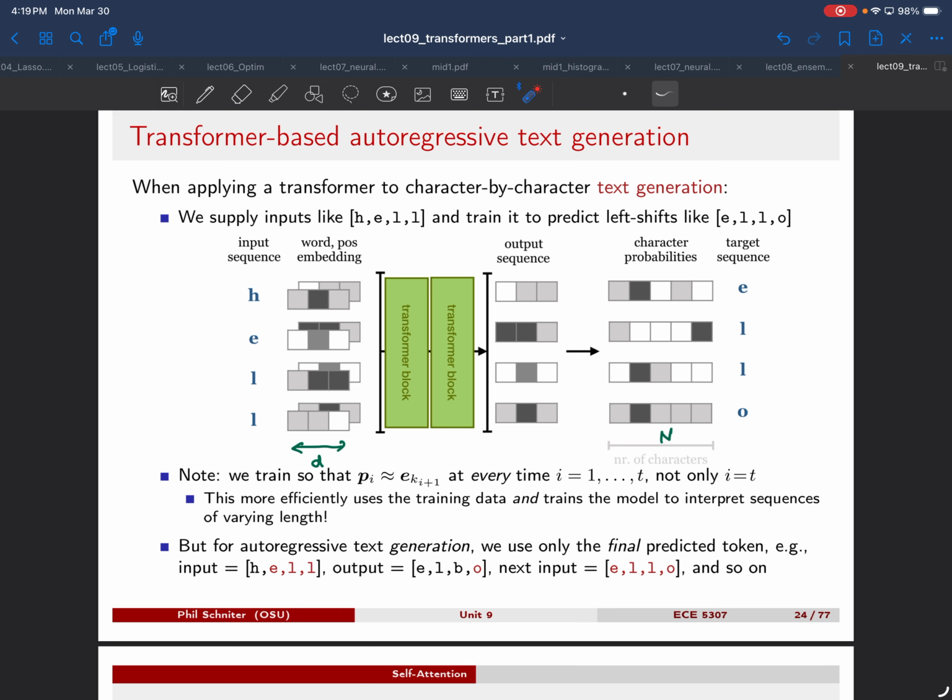So essentially what will happen is you will use H alone to predict E, then you'll use H and E to predict L, you use HEL to predict L, and you will use HELL to predict O. So you will have a different cross-entropy loss for each one of these targets, and you add them all together to get the total cross-entropy loss. So that describes how the training is done.